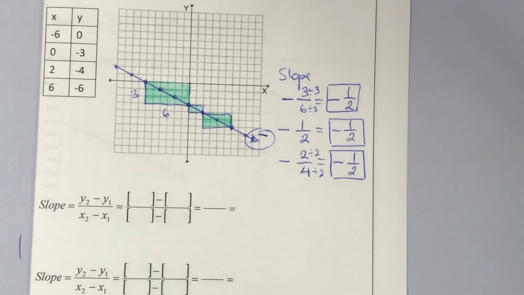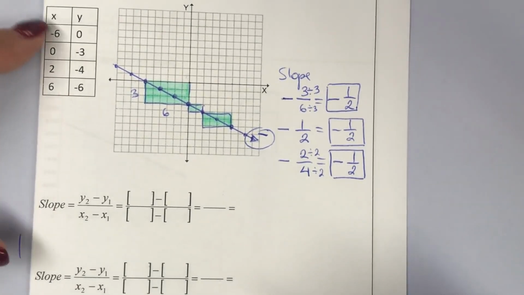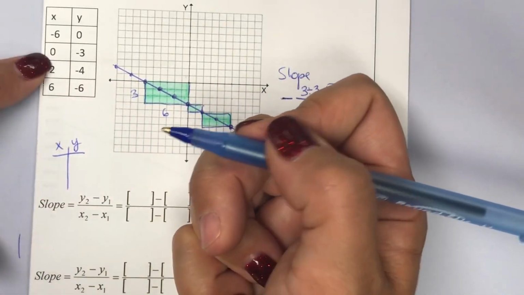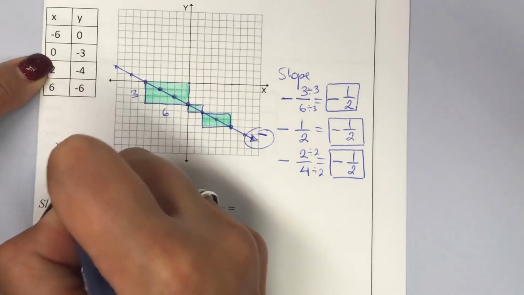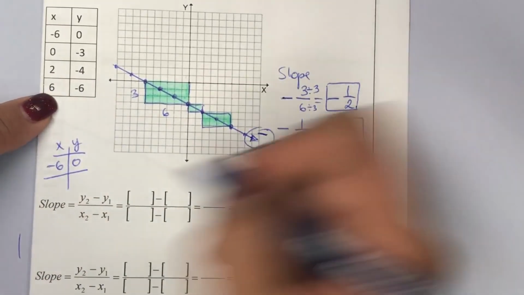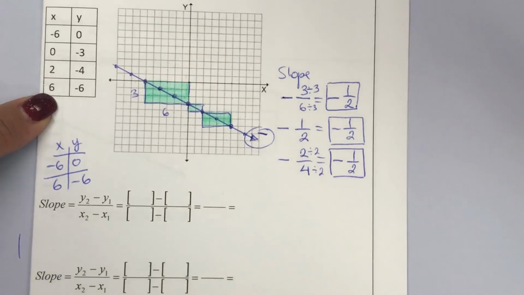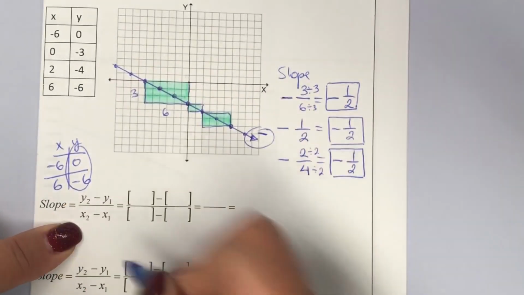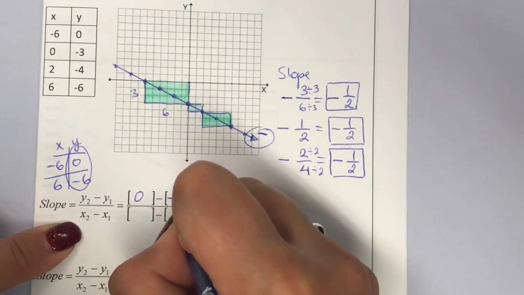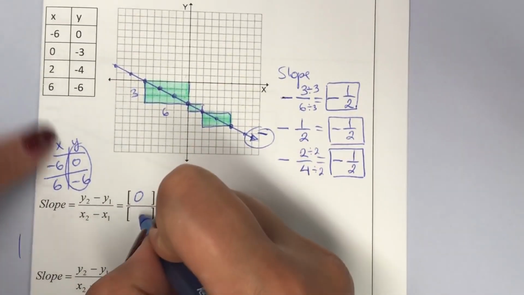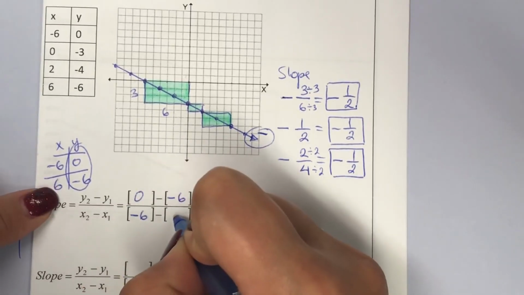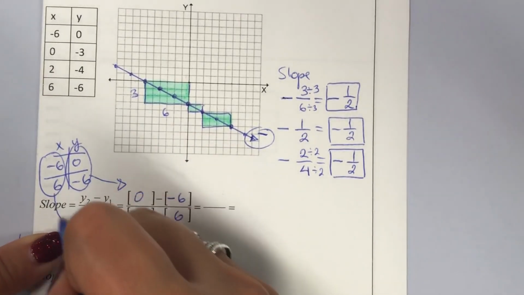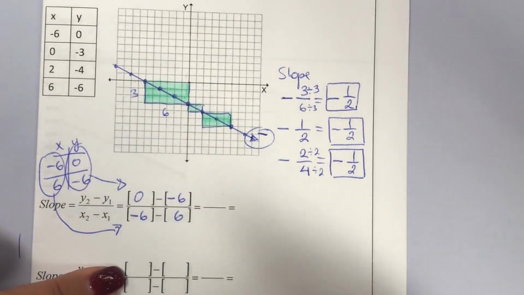To use the slope formula, you need 2 points. Which 2 points? Any 2 that are given in the chart. So let's say I'm using the first point, (-6, 0), and last one, (6, -6). On the numerator, I am subtracting the y-coordinates, so 0, subtract -6. On the denominator, we need to subtract in the same order, -6, and then subtract the 6, the x-coordinates. So y-coordinates subtracted on the numerator, x-coordinates subtracted on the denominator.